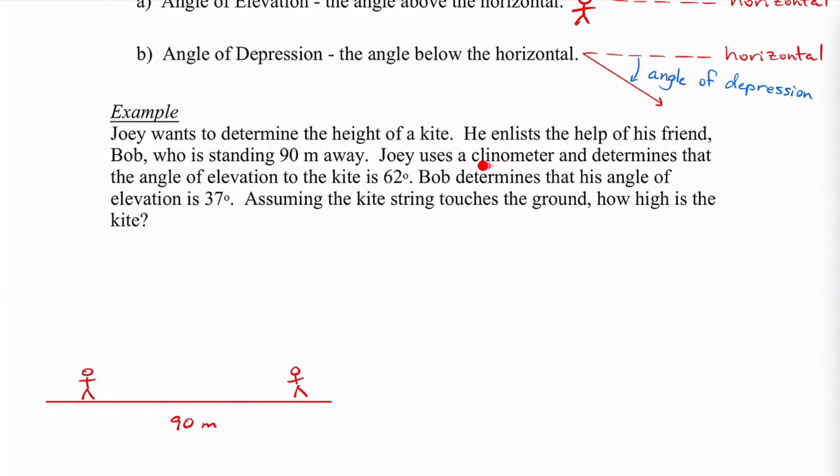It says Joey uses a clinometer, that's just a measurement tool to find the angle, and he determines that the angle of elevation to the kite is 62 degrees. Bob determines that his angle of elevation is 37 degrees. Over here, let's put a J for Joey, and let's put a B over here for Bob. So Joey said he measured his angle all the way up to the kite, and it was 62 degrees. And then Bob measured his angle all the way up to the kite, and it was 37 degrees. Now I'm not drawing this to scale, right? This angle should be much smaller. It's 37 degrees. It's just to get an idea of the triangle that we're going to be dealing with.